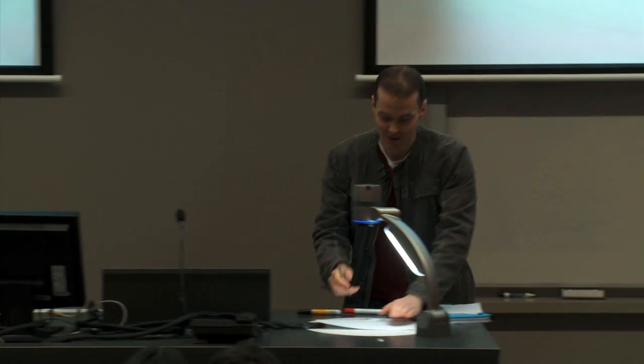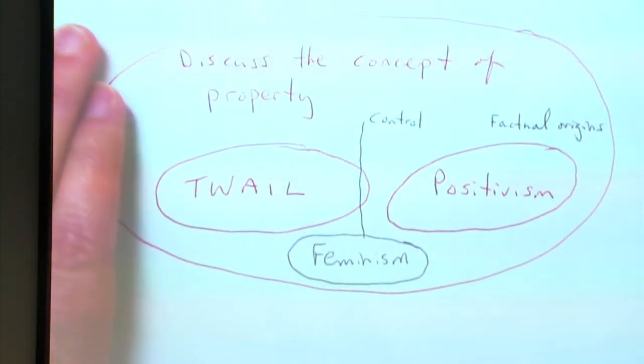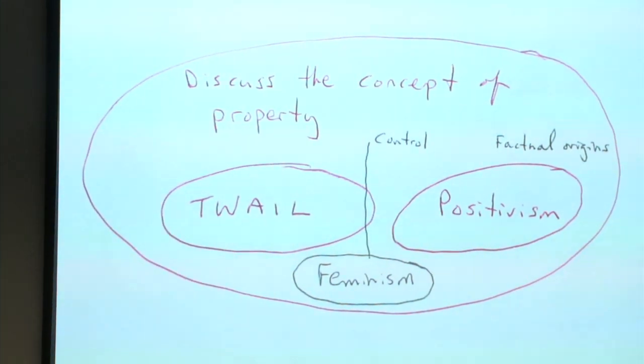Their views on it. So how a feminist would approach property and their view on property law, to the difference between that and positive law. Okay, so how do feminists draw on property? Yes? It's controlled by a load of rich white men. Okay. So feminism has a point about control. Feminism and control. Okay, good.